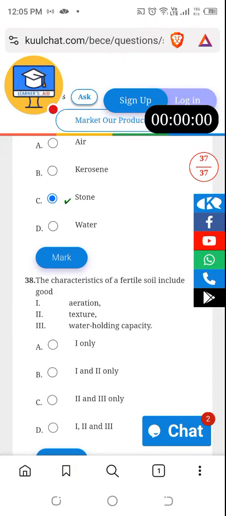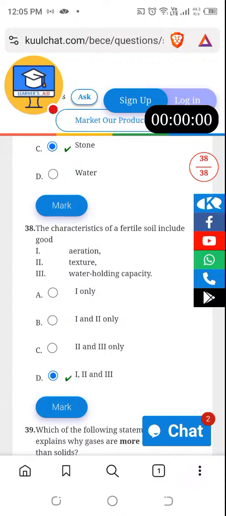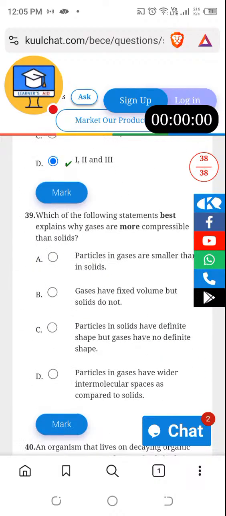The characteristics of a fertile soil include good aeration, texture, water holding capacity. I think all of these are important. So we have gotten 38 out of 38. Good. Which of the following statements best explains why gases are more compressible than solids?